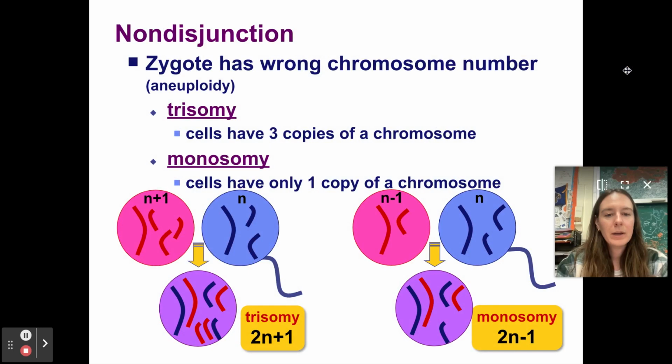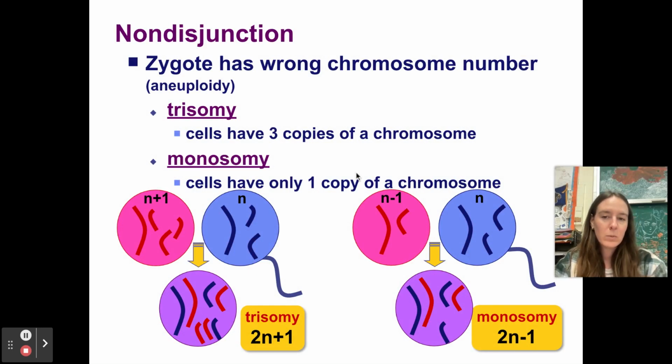Now, what will happen is the sperm and the egg now have more or fewer chromosomes, and so when they combine, the zygote has the wrong chromosome number. And we call this aneuploidy. So this word basically means the wrong number of chromosomes.